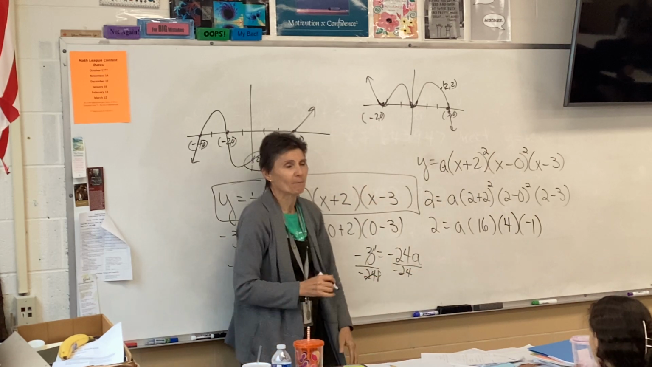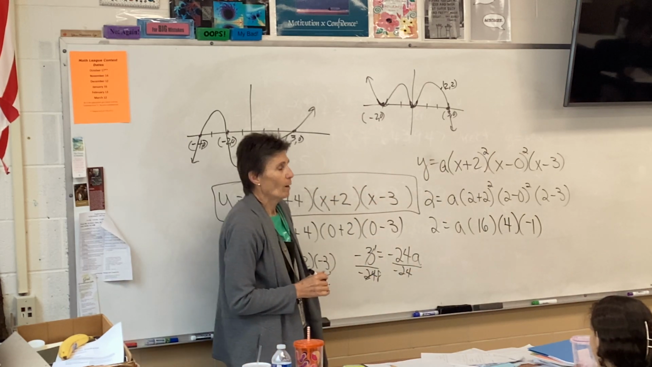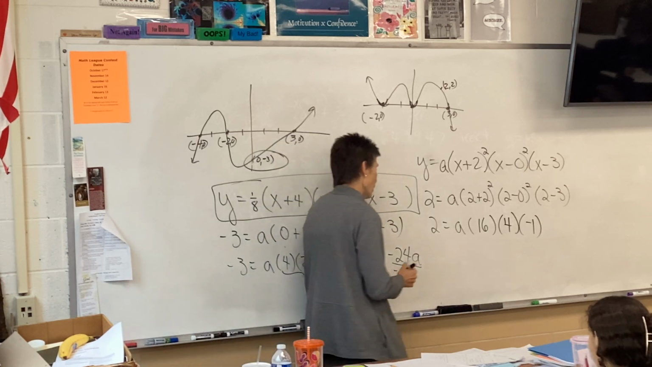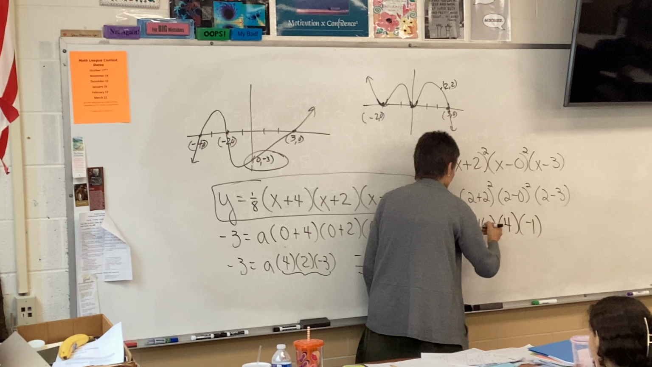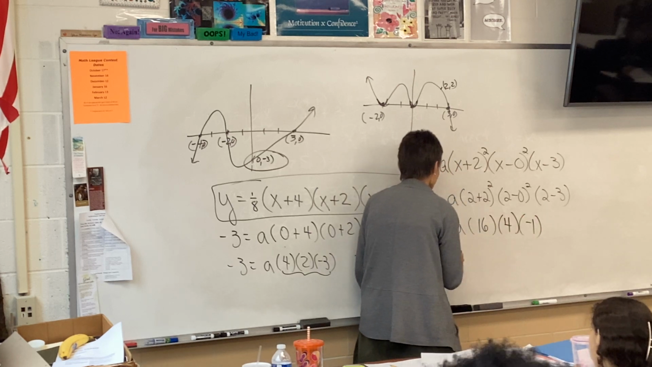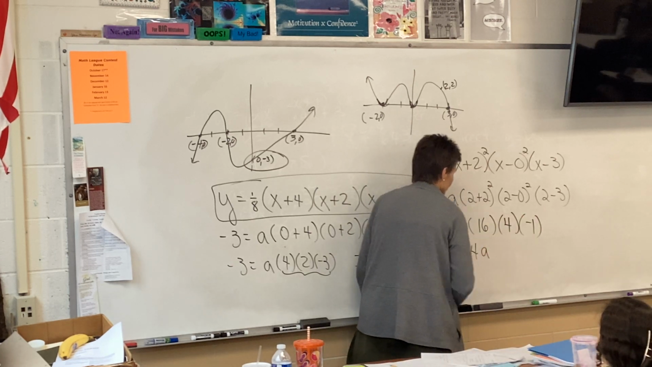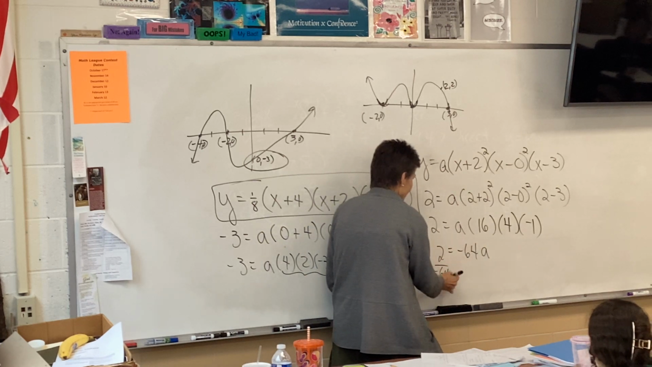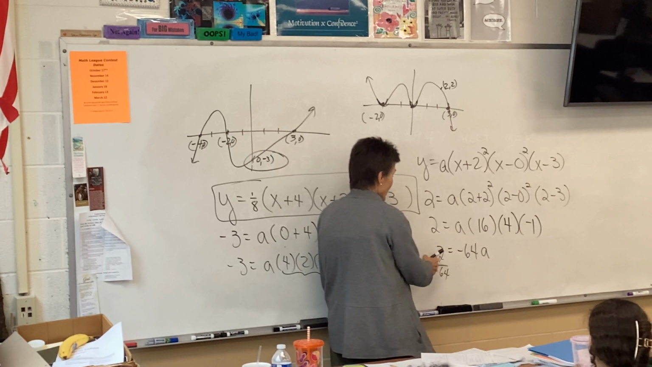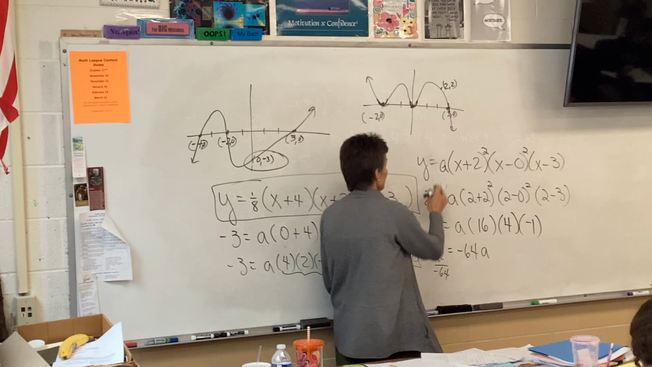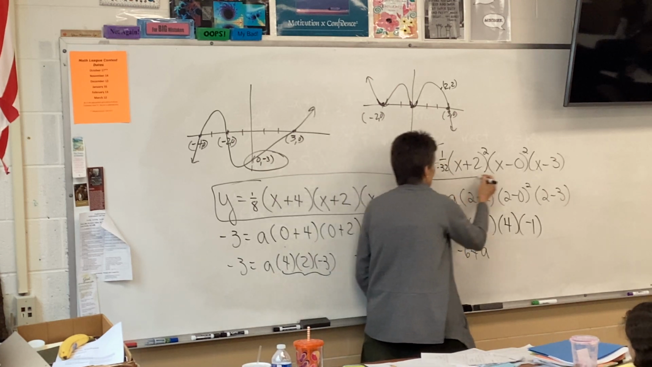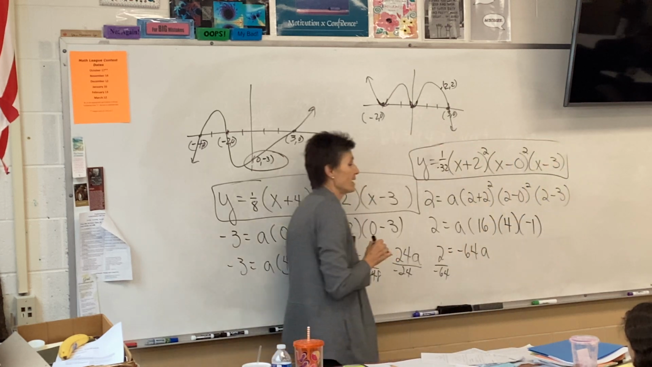Okay, so these are the numbers that I get when I do my arithmetic. So I'm gonna multiply all this. This is always multiply. So I'm gonna get negative 64 times A. And then when I divide, that actually reduces to negative 1 over 32. And there's the answer to the question.